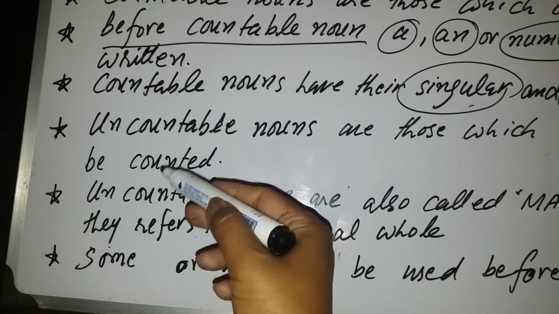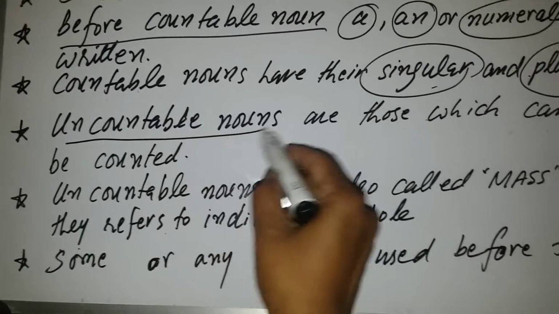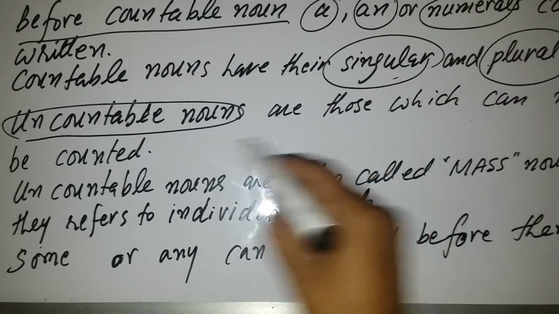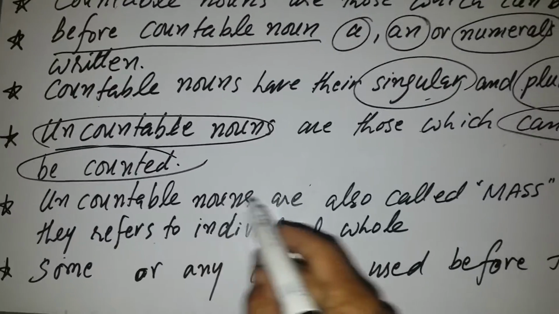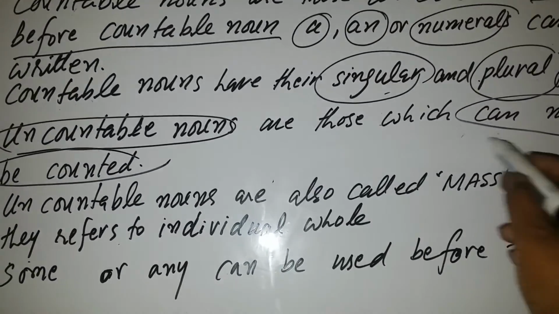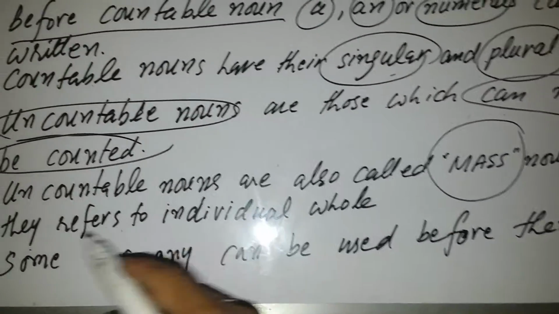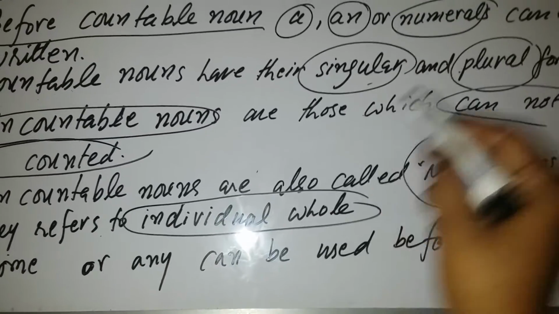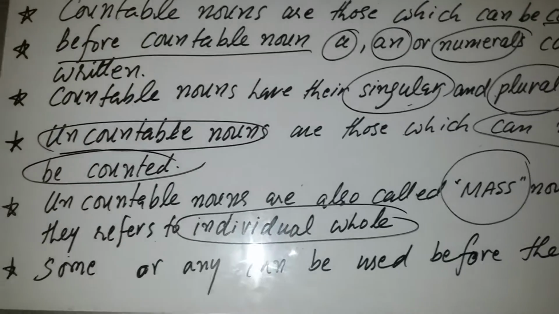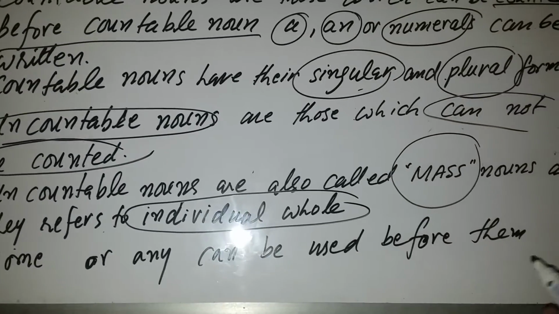Look at the uncountable noun. What is the definition of an uncountable noun? Uncountable nouns are those which cannot be counted, and uncountable nouns are also called mass nouns. They can be called mass nouns because they refer to an individual whole. That's why they are called mass nouns. And some or any can be used before them.